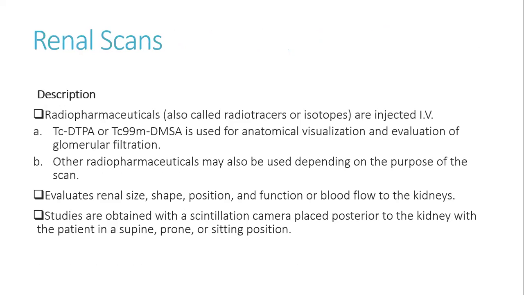Next one is renal scan. It is the radiopharmaceutical test. Here the radiopharmaceuticals, which are also called radiotracers or isotopes, are injected IV for clear anatomical visualization. It helps to evaluate the renal size, position and function, or the blood flow to the kidney, and studies are obtained with scintillation cameras, which are placed posterior to the kidney with the patient in supine, prone, or sitting position.